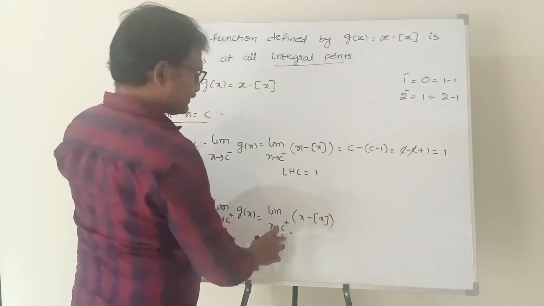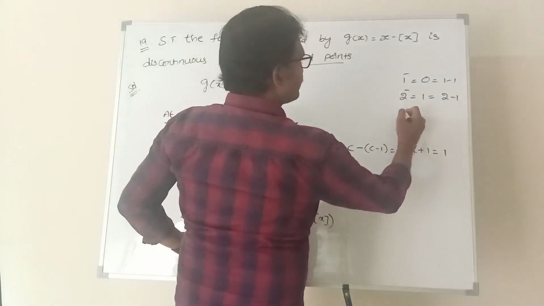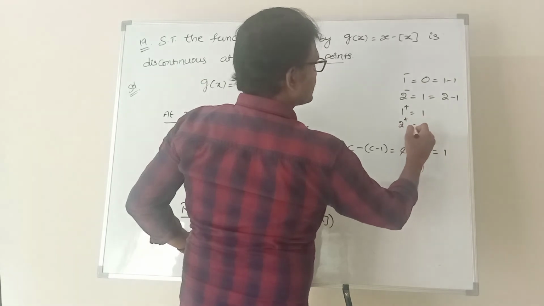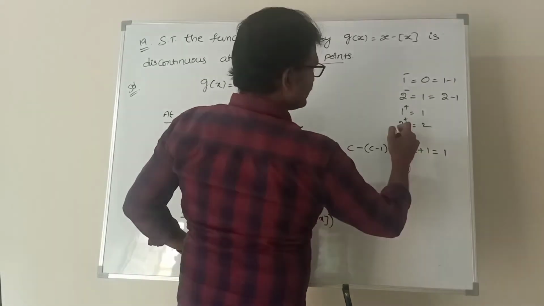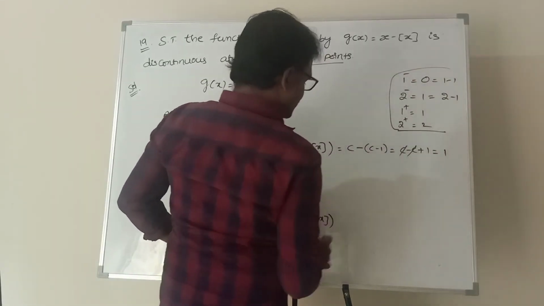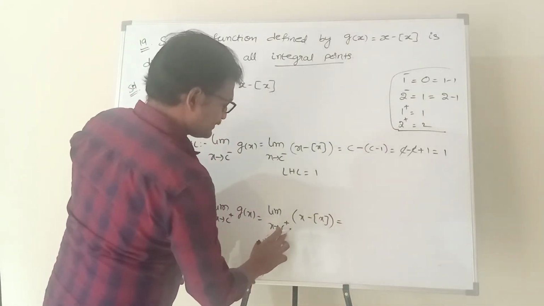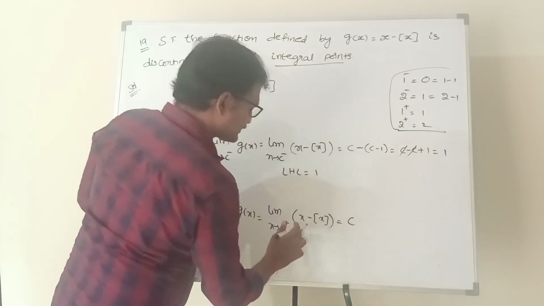Similarly, c plus means like 1 plus. 1 plus, how much did we get? 1. Similarly, 2 plus, how much did we get? Step of the 2 plus value was 2 in the previous example. So 2 plus means we got 2 as the step x value. Similarly, in this problem, x is c plus. c plus means approximately equal to c only.